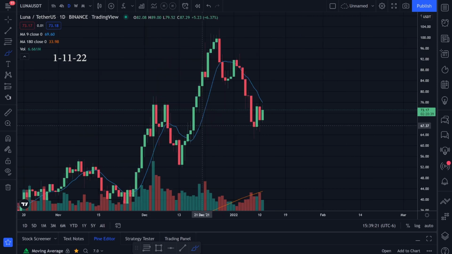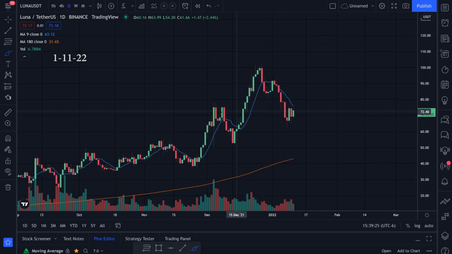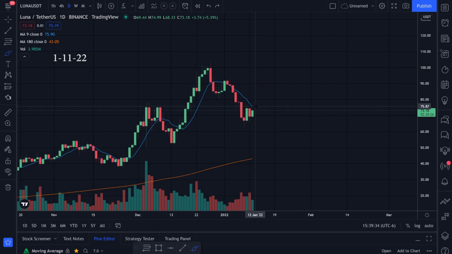If we delete everything, we have the 9 moving average right here. This is on the daily time frame, so it's pretty significant. As you can see, when we break the 9 moving average, we get a nice little run up. When we break below it, we start getting resistance on it and start going down.